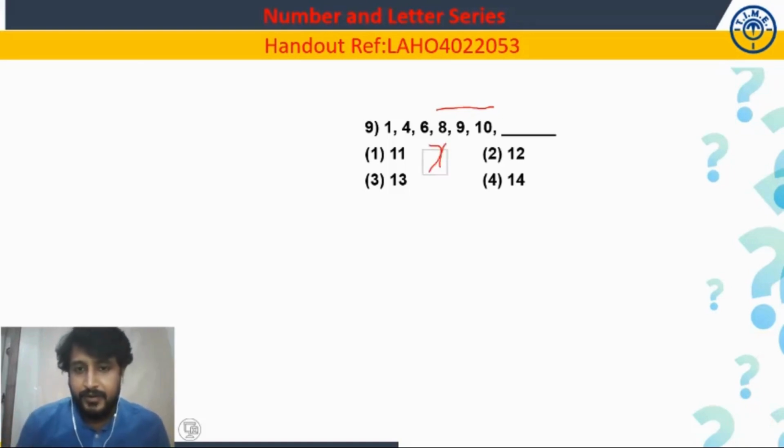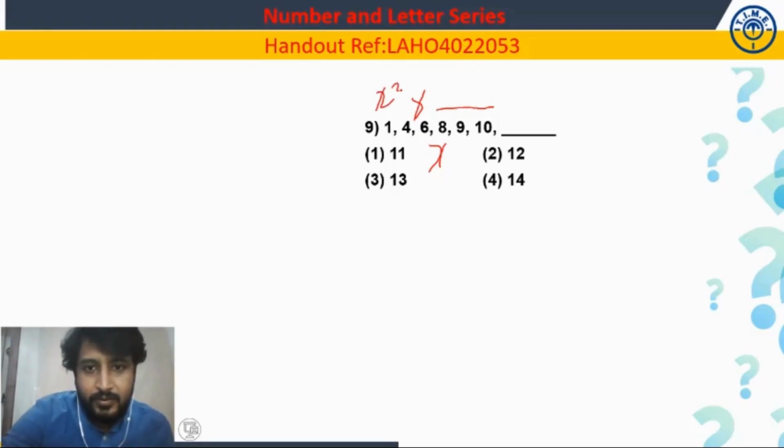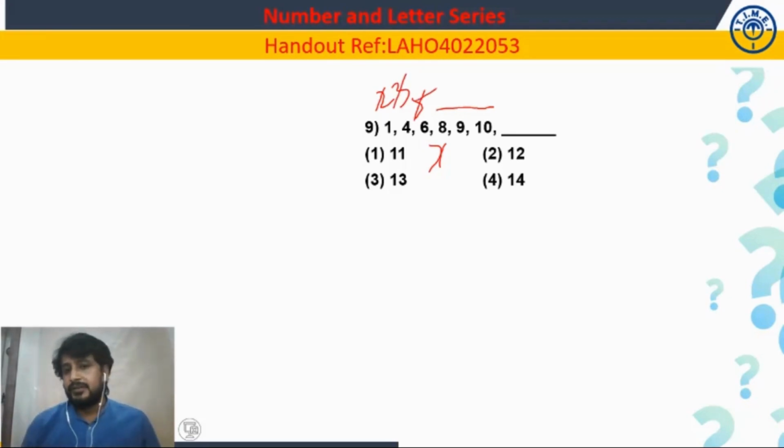7 is missing. Okay, fine. Between 4 and 6, which is missing? 5 is missing. Okay, fine. Between 1 and 4, which numbers are missing? 2 and 3 are missing. What are the missing numbers? 2, 3, 5, 7. So the missing numbers are 2, 3, 5, 7.